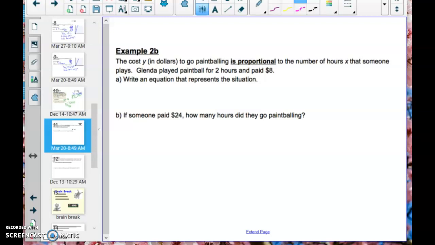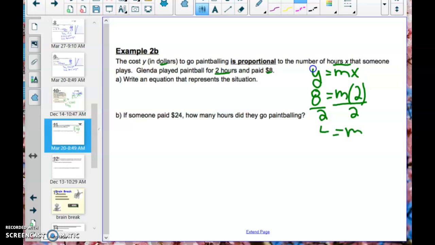So of course the equation I want to write is y equals m times x. Well, unfortunately I don't have my m, but they do give me a y and they give me an x. The y that they give me is in dollars, and they give me $8 is what they paid. The m, of course I don't know. The x, remember x is the number of hours that somebody played, is 2. So if I want to solve this for m, I would divide by 2, and I get that my m is 4. That means that I pay $4 per hour to go paintballing.